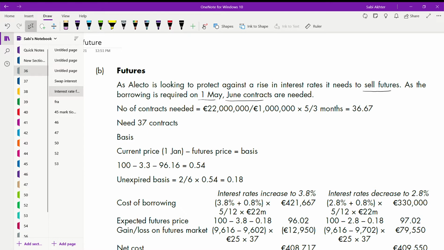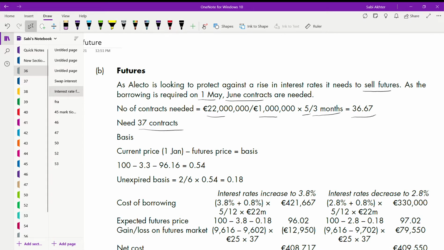Now here also you have to calculate the number of contracts, for options and for future. It's a borrowing of 22 million, the contract size was this, and it is for 5 months, but the contract size of future is always 3 months. So it is 36.67, but you have to take 37 contracts.